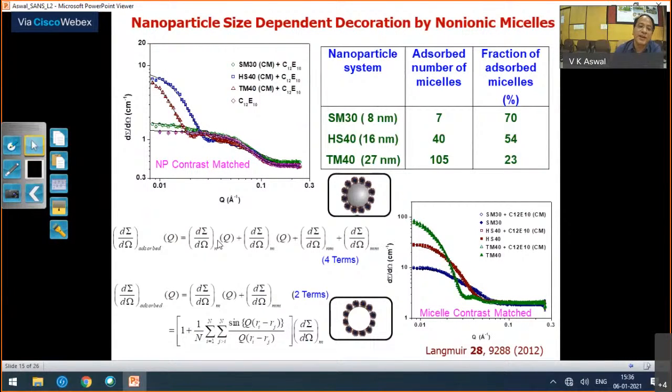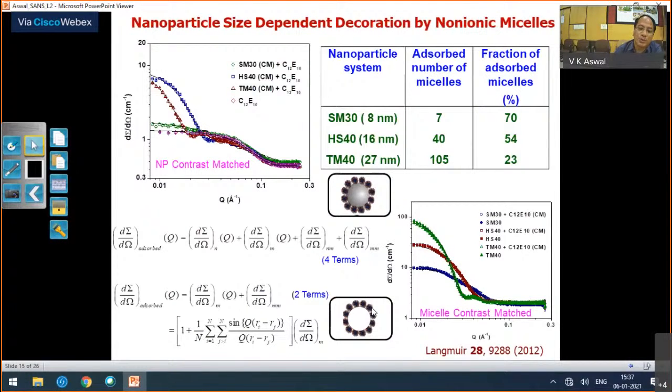So you can have different combinations giving you the same fit. So to get a reliable fit is very difficult. But once you contrast match the nanoparticles, there will be no scattering from nanoparticles, so that will vanish. And also there will be no cross term from the nanoparticle with micelles. So only two terms are left, that are from the micelles and also micelle populations.